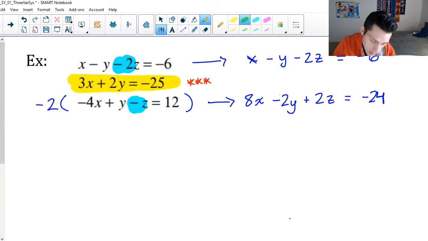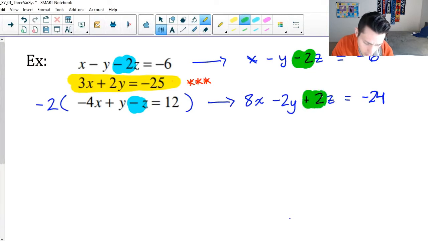And we can see this is now done exactly what I want. Because for the z, my coefficients are -2 and +2. That's perfect. That's what we want. Same number, just different signs.